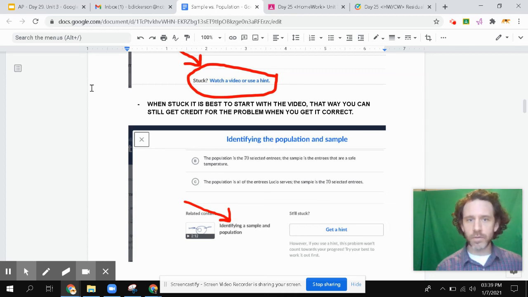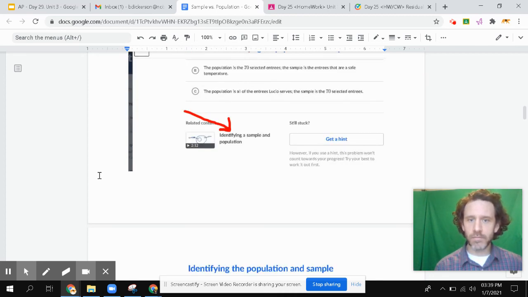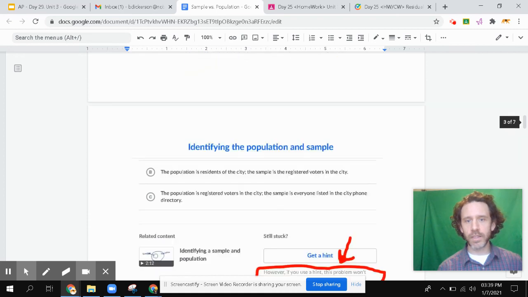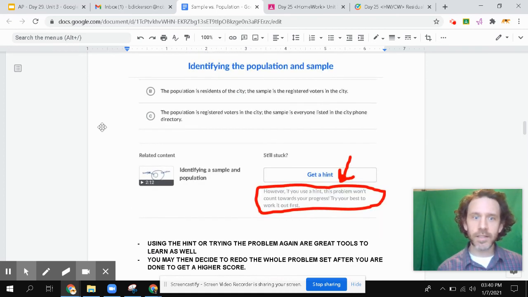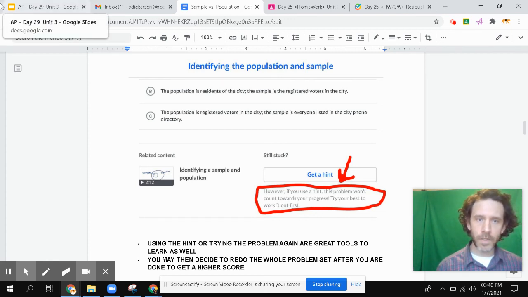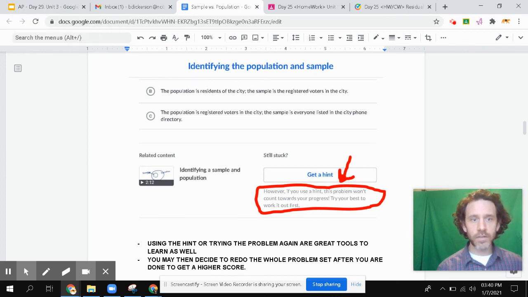But if the video doesn't help you, that's okay. You can still go and get a hint, okay? So think about looking at the hint and then giving the problem a shot. Now, if you use the hint, you don't get credit for that problem, but you can always go back and redo the problem set. There's only 4, so it doesn't take too long, right? All right. You can also give it a shot yourself, right?